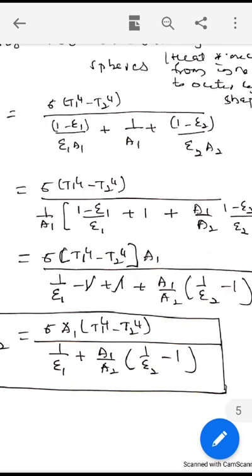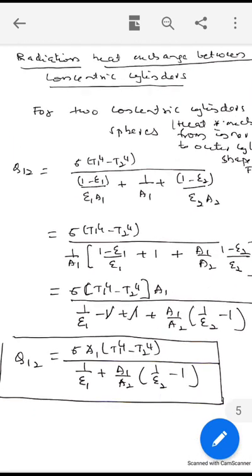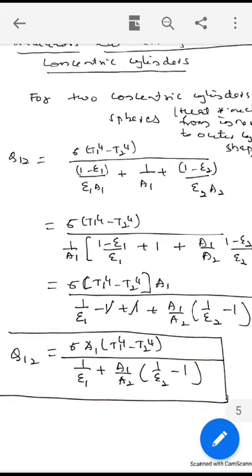On simplification of this, we will get Q12 equal to sigma A1 (T1 raised to 4 minus T2 raised to 4) divided by 1/epsilon 1 plus (A1/A2)(1/epsilon 2 minus 1). This is the radiation heat exchange between concentric cylinders. This also has been proved earlier. We have now proved it with the help of the radiation network analogy. Thank you.